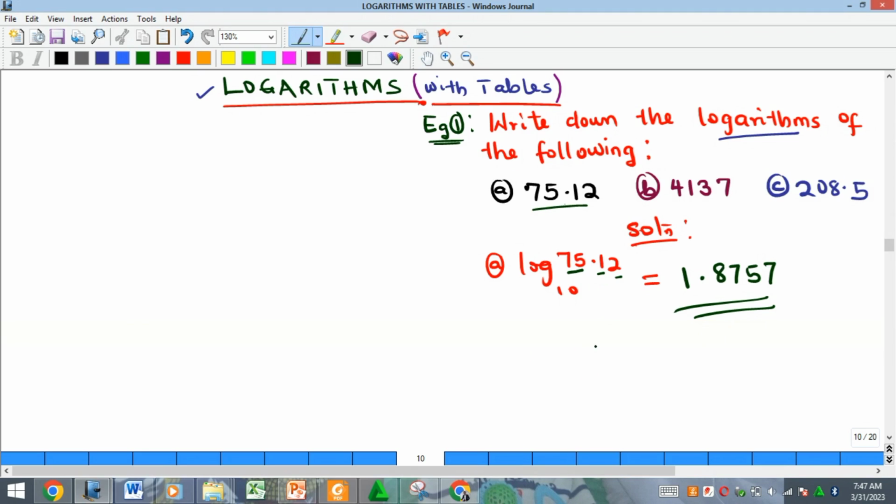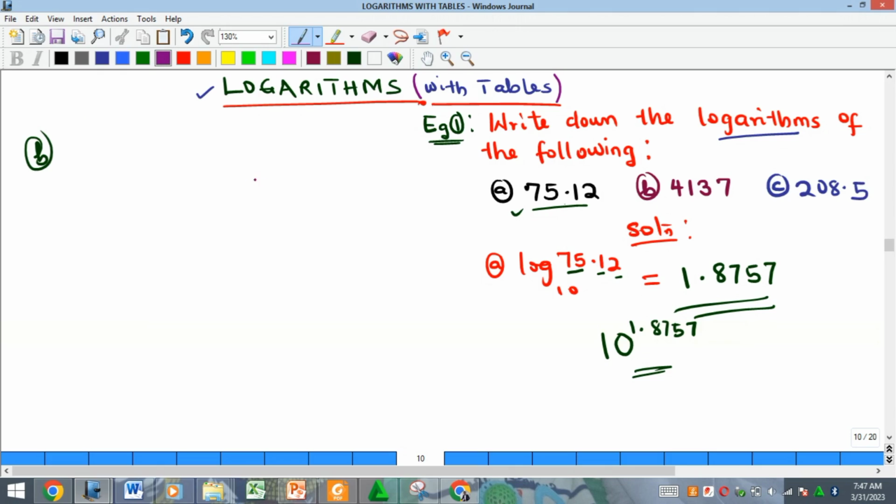The implication of this, which you can check on your own, is that if you raise 10 to the power of 1.8757, you should get a value that is approximately equal to 75.12. Okay, so I will take the example B and I will allow you to do the example C.